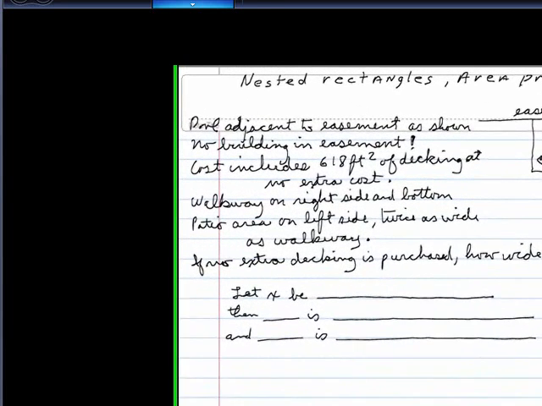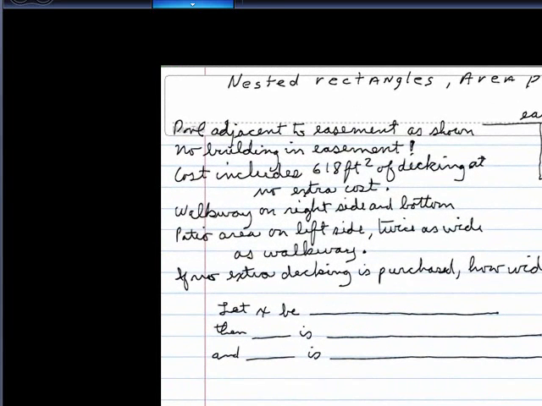You want the patio area to be twice as wide as the walkway. So I'm going to roughly sketch that in. Here's a walkway on the right side, a walkway across the bottom, and a wider patio area along the left side, which is going to be twice as long as the walkway. So that's basically what you're trying to build. If you don't want to spend anything extra for decking, how wide will that walkway be?